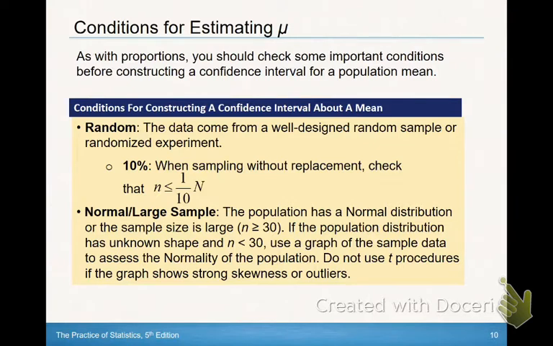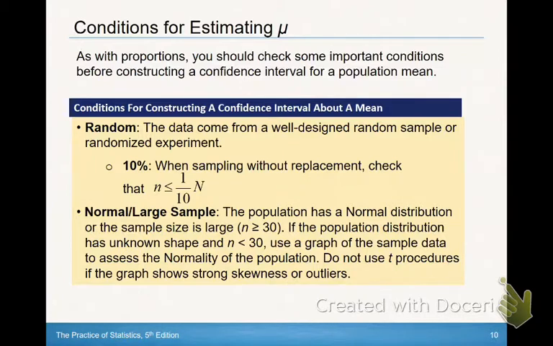Okay, so back to page 34, we now have conditions for estimating mu. As with proportions, you should check some important conditions before constructing a confidence interval for the population mean. So, conditions for constructing a confidence interval about the mean. First, it has to come from a random sample or a randomized experiment. The 10% rule still has to be accounted for.